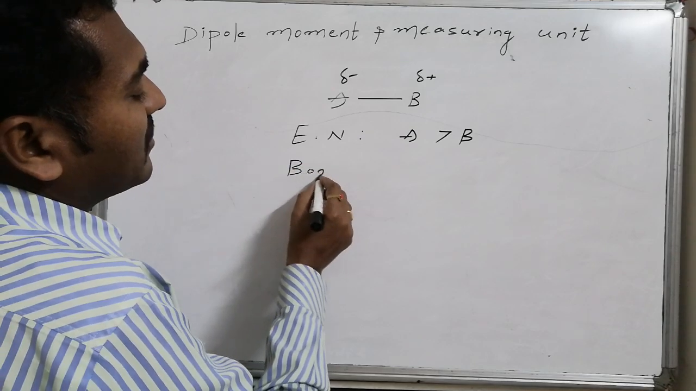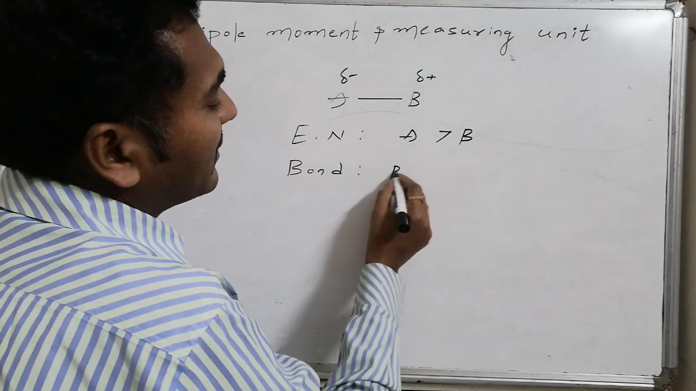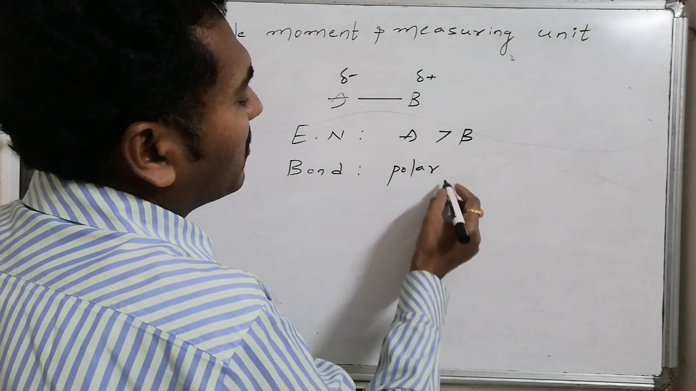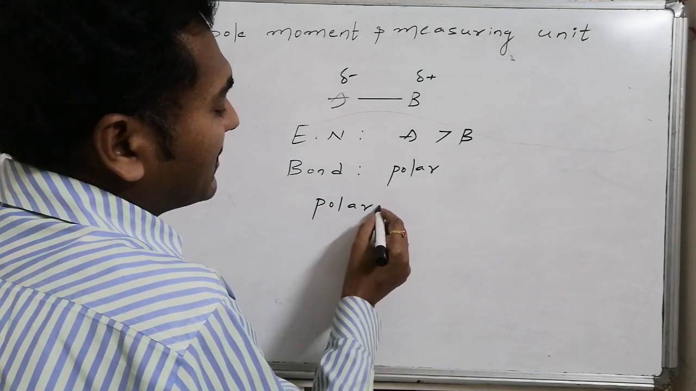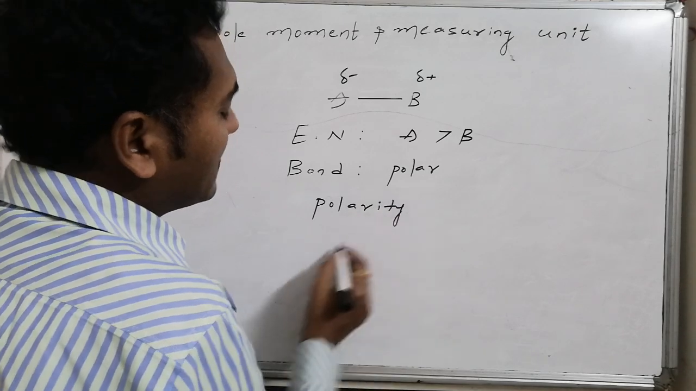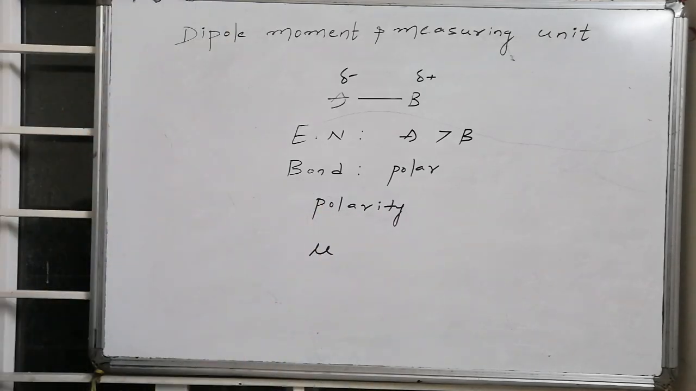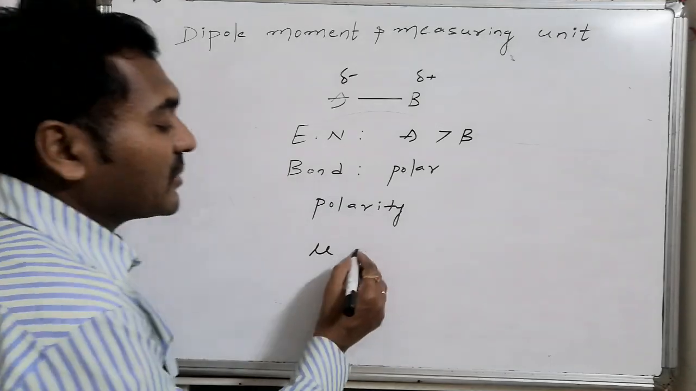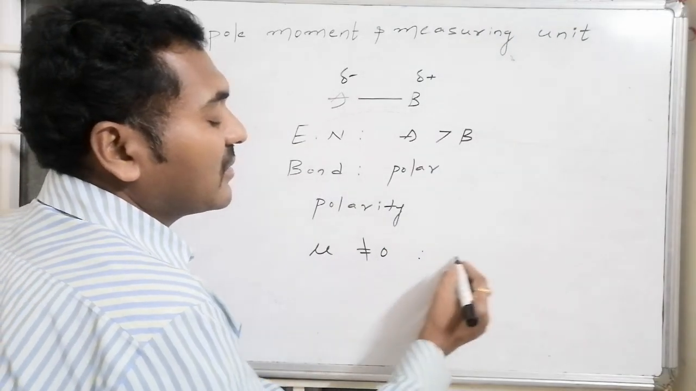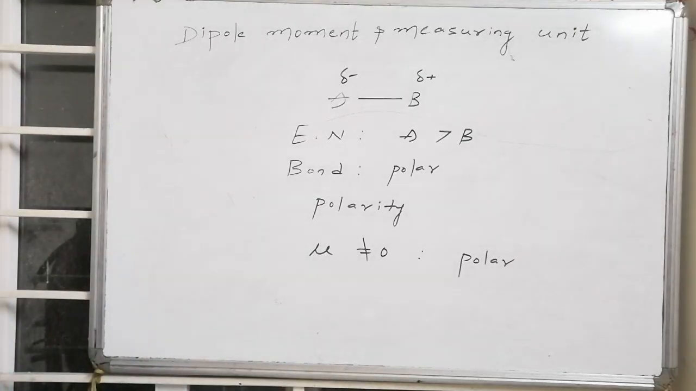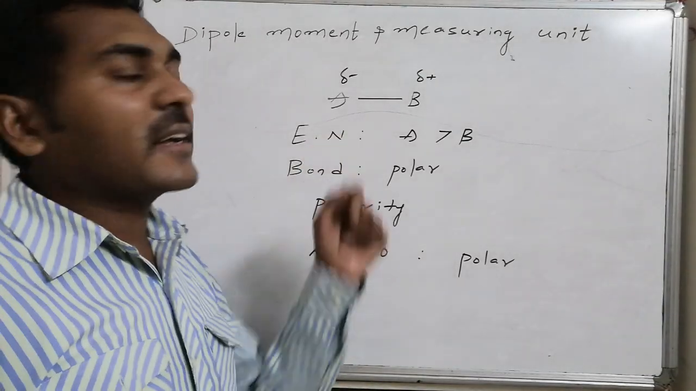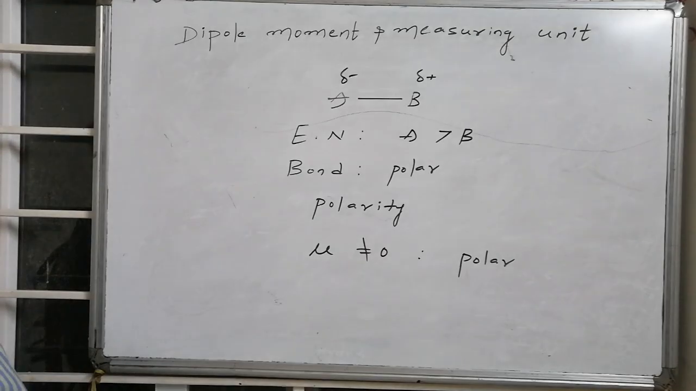That is, the bond is having what? Polarity. So the bond is a polar bond and the bond is having polarity. This polarity is indicated with the symbol mu. If mu is not equal to 0, then we can say the molecule is polar in nature.